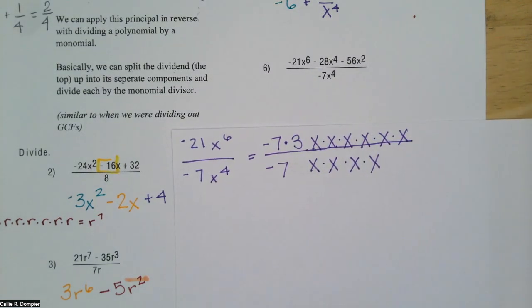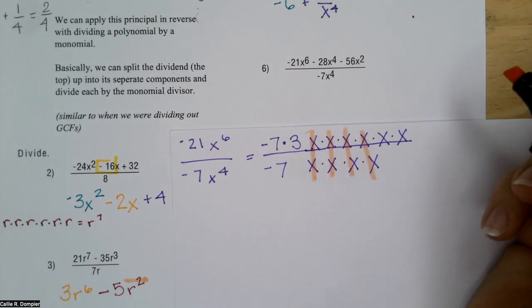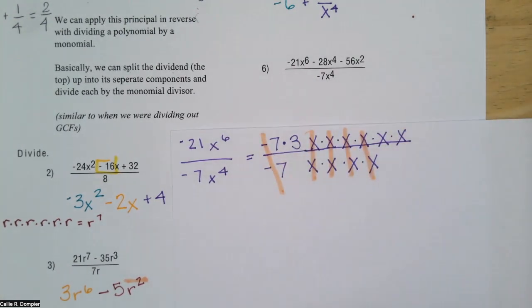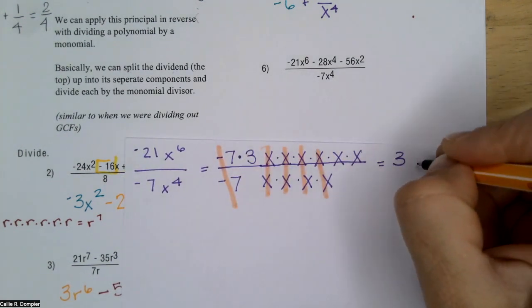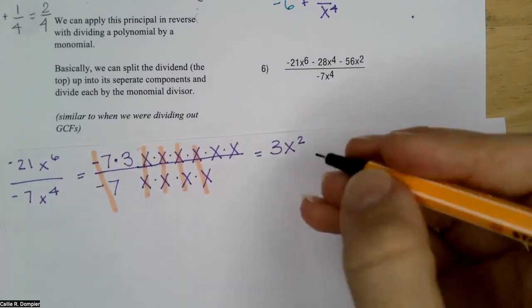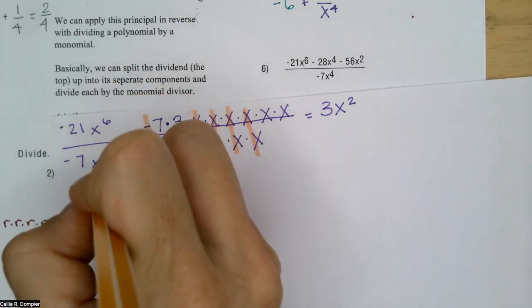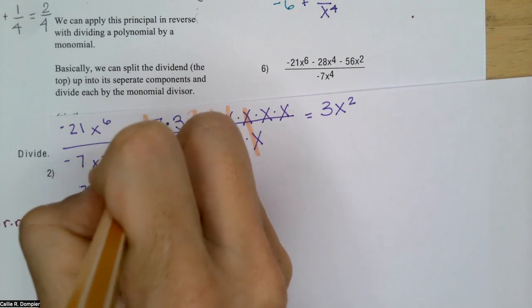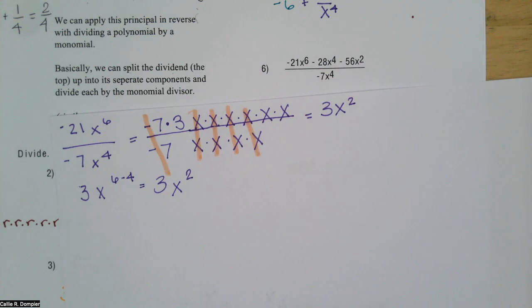What can we cancel? We can cancel 4 of the x's that are common to the top and the bottom, the negative 7s that are common. And what we have left is the 3 and 2 x's. So 3x squared. You can also just say negative 21 divided by negative 7 is 3. X to the 6th divided by x to the 4th is x to the power of 6 minus 4, which is 3x squared.